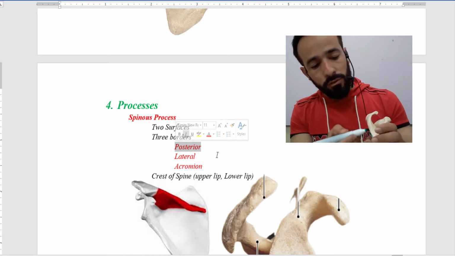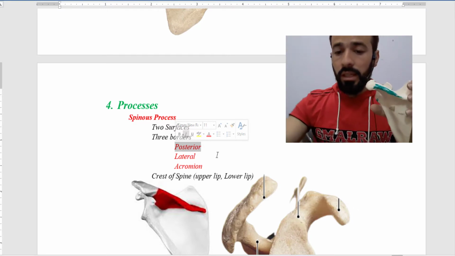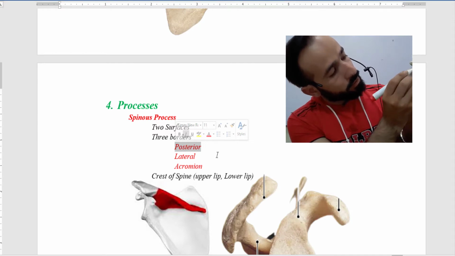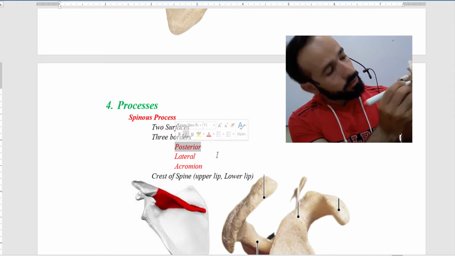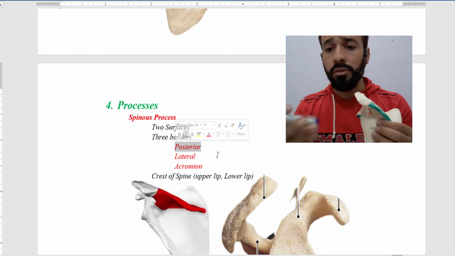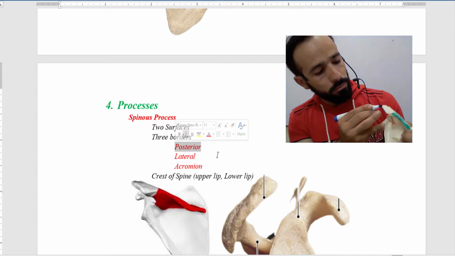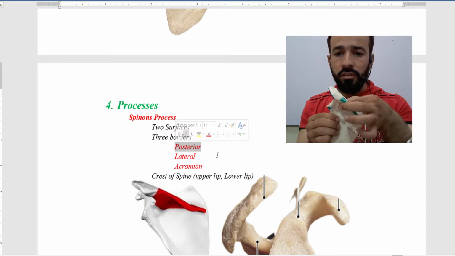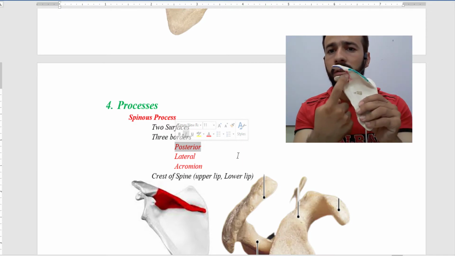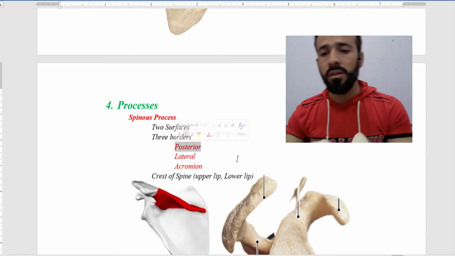First, there is a posterior border. This is the posterior border. Then there is a lateral border. You can see here the lateral border of this spine. Then there is a third border, called the acromial border. So the spinous process has three borders: posterior, lateral, and acromial. Why lateral? Because this is the lateral side of this bone.